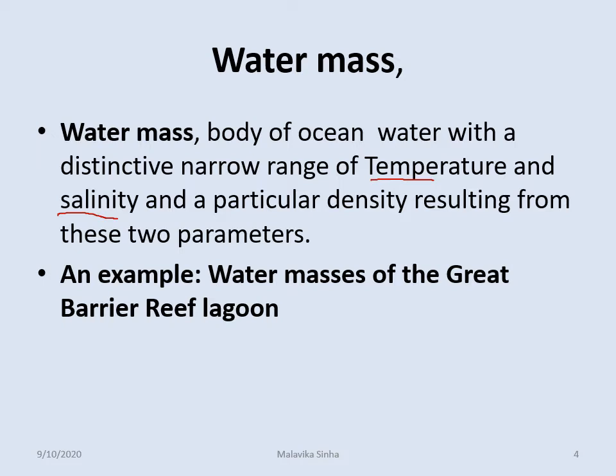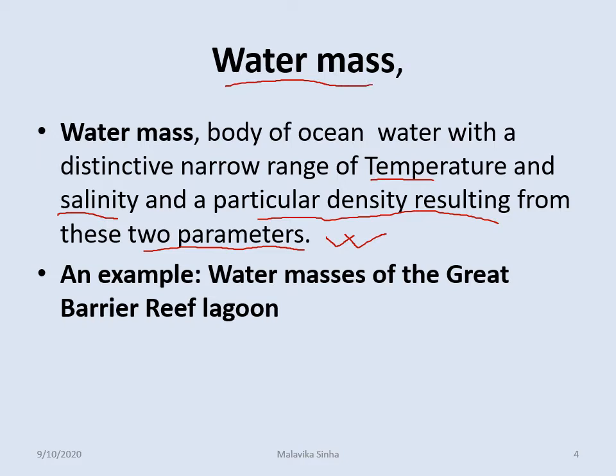And these two attributes, constant salinity and constant temperature of the ocean water with a peculiar narrow range of temperature and salinity, are responsible for the peculiar type of distribution of the density of the ocean water. So, a distinct density zone of the ocean water is called the water mass.